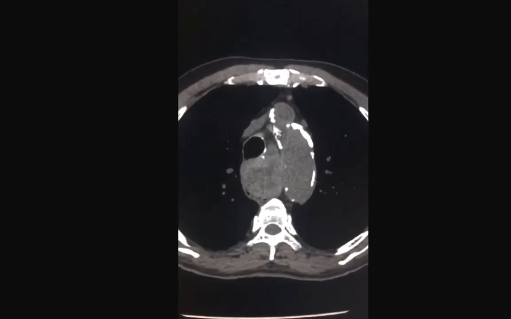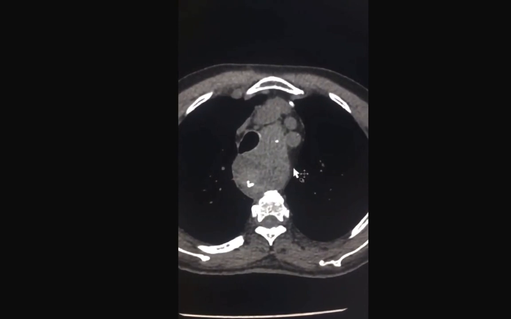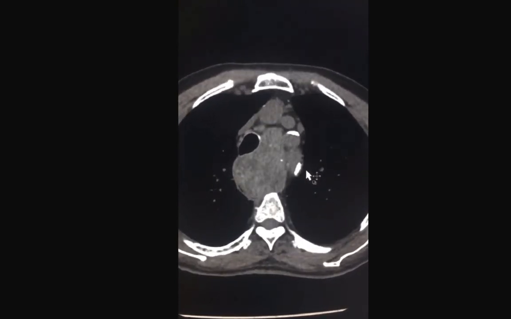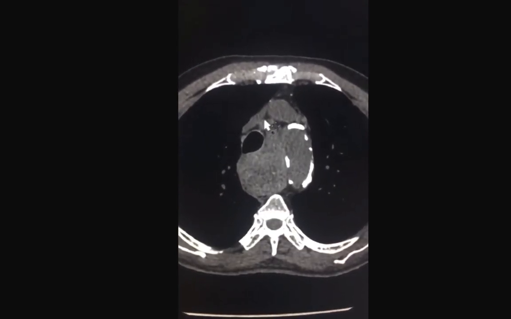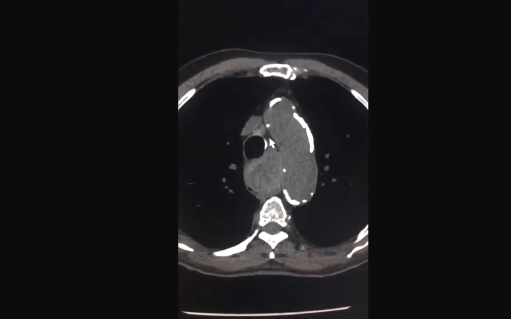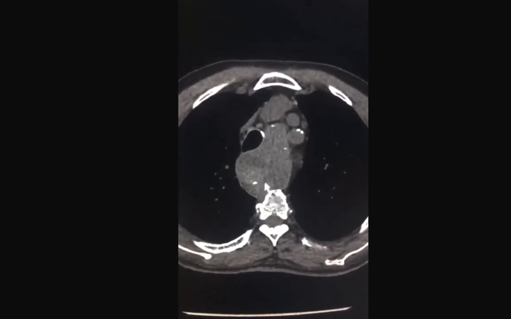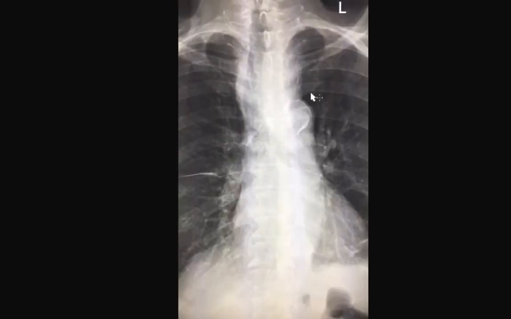Also remember to comment on the mediastinal fat. If there is any associated infiltration of the fat, that might be a worrisome sign. Look for the presence or absence of adjacent lymphadenopathy, and if the abnormality has invasive features into the surrounding structures.